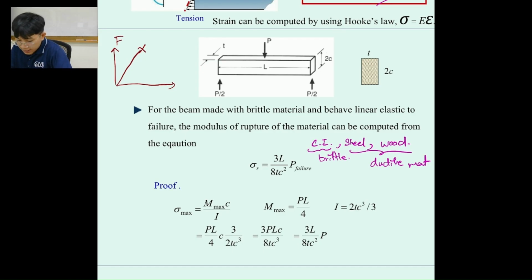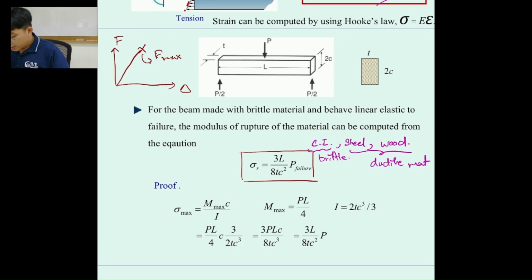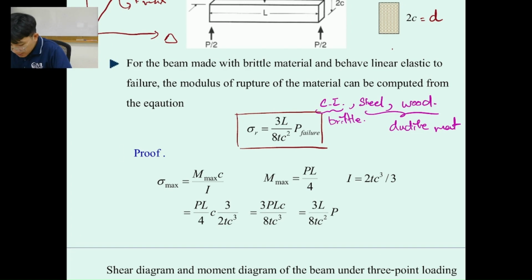Okay, we have force and deformation over here, and then this one is going to be the F max. When this one is the F max, the equation of the modulus of rupture can be found by using this equation, which is equal to 3L over 2TC squared times P failure or F failure. But actually this one is according to these figures, but in the lab we use T equal to B and 2C equal to D. Okay, which means we prove by this equation.